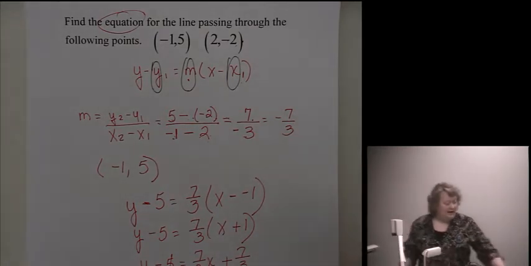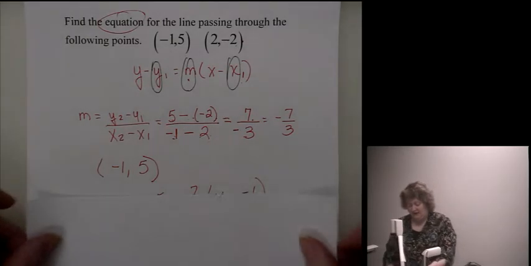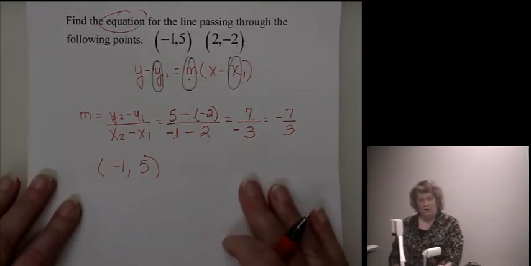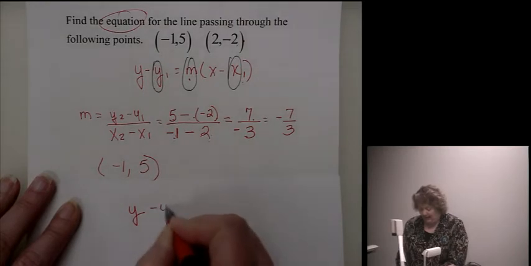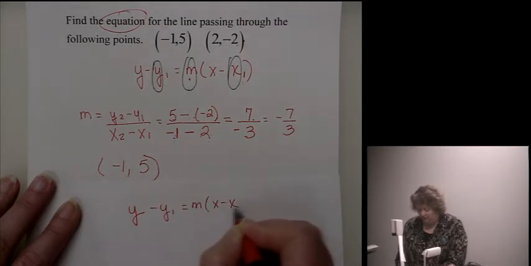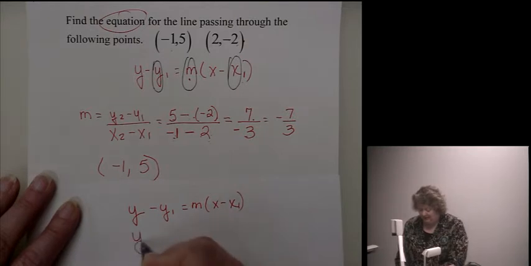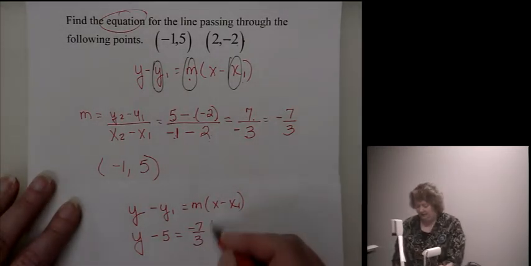And so I'm going to take the sheet of paper, and I'm going to cover all this up, and we're going to rework this problem from here. y minus y1 equals m times x minus x1. We're going to put in the right y, which is 5, the right slope this time, which is -7/3, x minus -1.